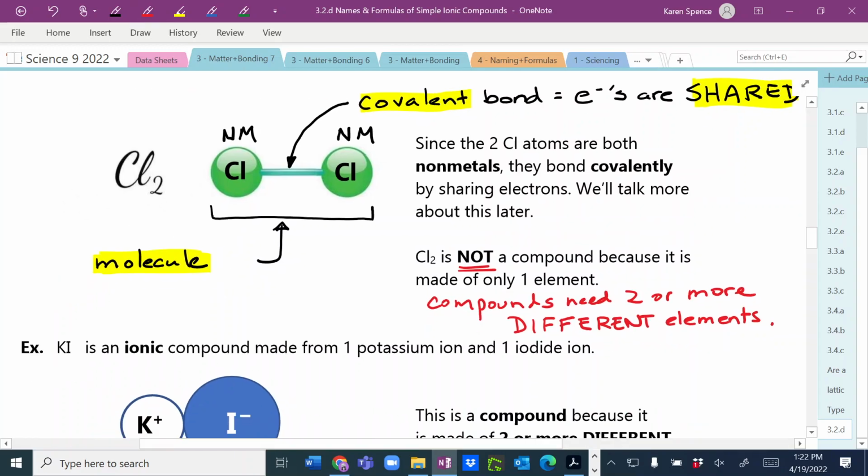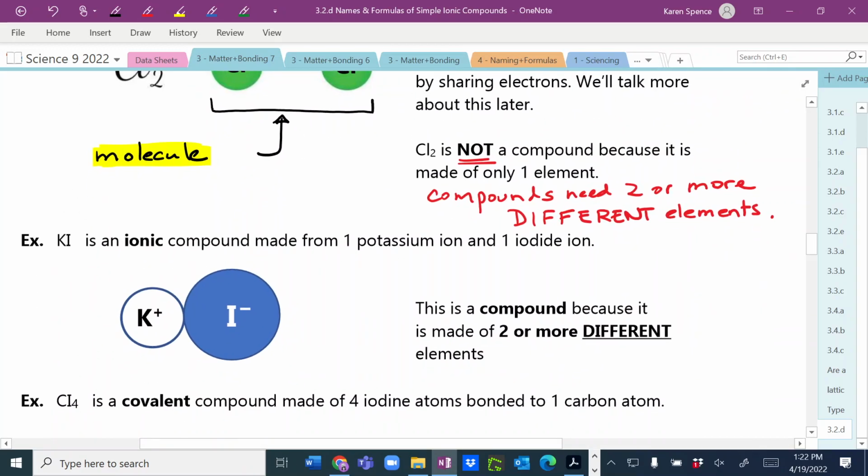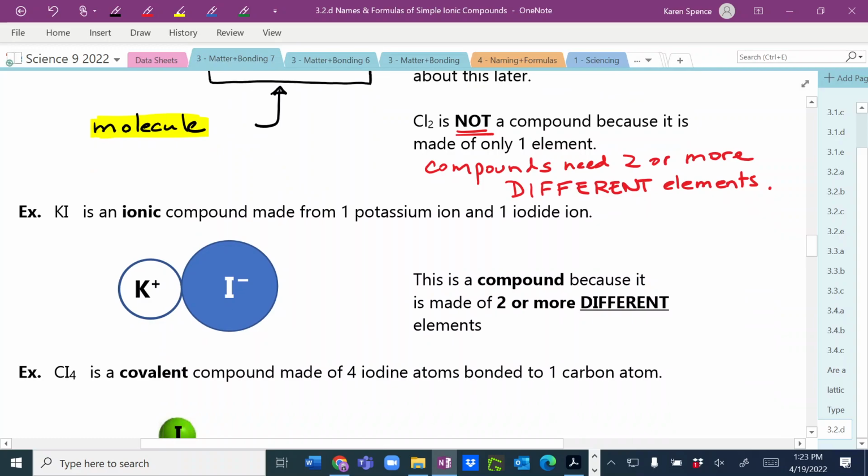KI. What kind of an element is K? What type of element? If you've got your periodic table kicking around, you can pull it out, or look up at one of the periodic tables. It's on the far left. It is a metal, so we've got a metal, and the iodine is a nonmetal. Therefore, what kind of a compound do we have? We have an ionic compound.